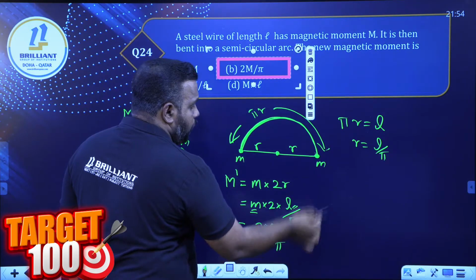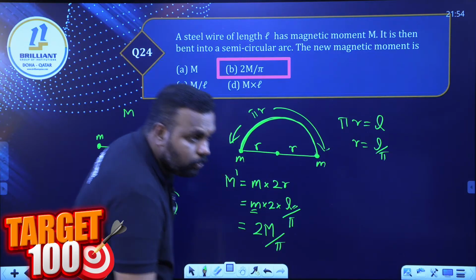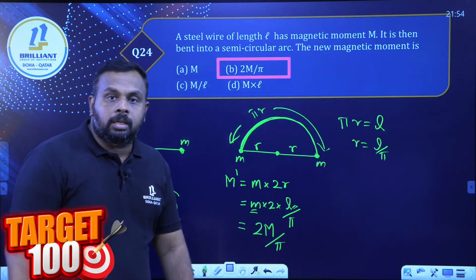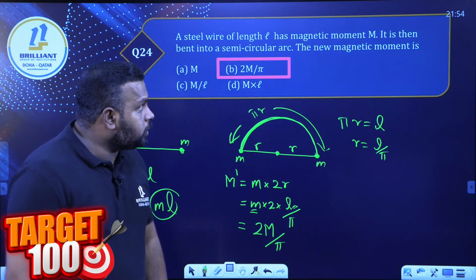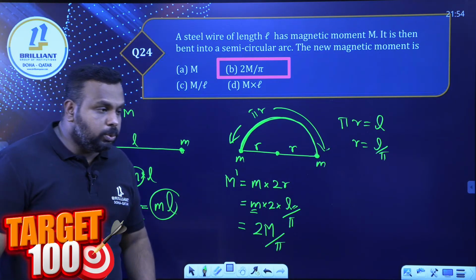2M by pi. Yes, I can see the answer from Siddharth, Dhruval. Yes, very good. I think it's clear for all of you. Is it okay? Can I go to the next? Next question is question number 25.